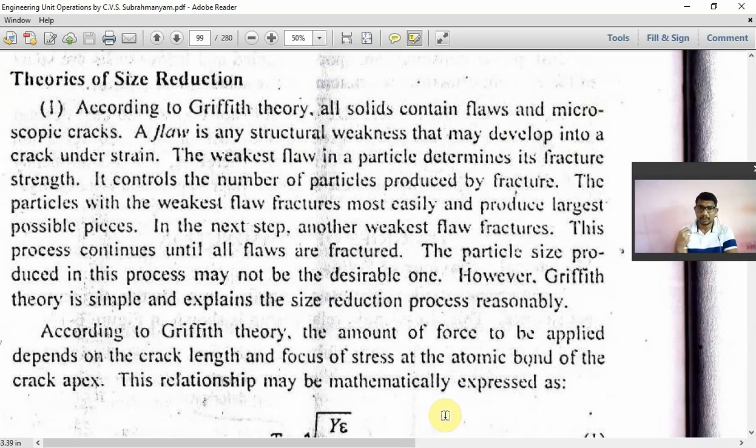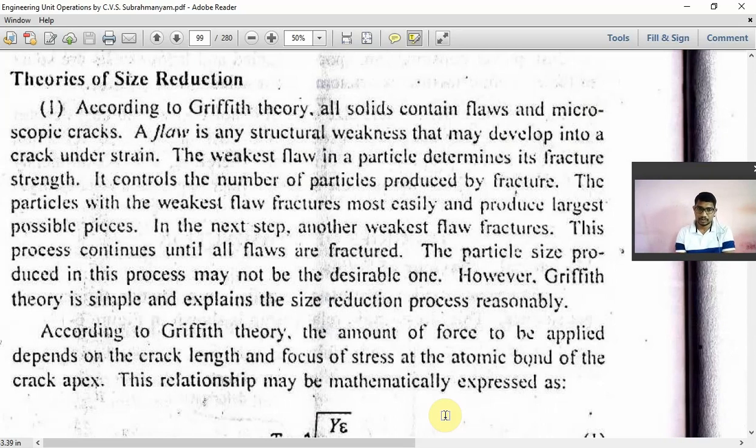Okay, so according to the Griffith theory, all solids contain flaws and microscopic cracks. A flaw is a structure which weakens or which may develop into a crack under strain. Okay, the weakest flaw in the particle determines its fracture strength. Whichever is your weak flaw, meaning the weak area where it can break, the weakest flaw in the particle determines the fracture strength.